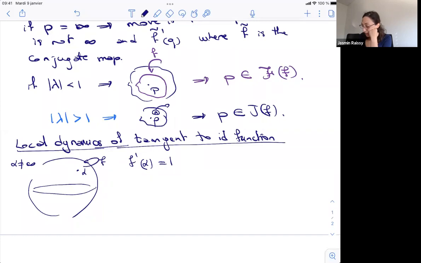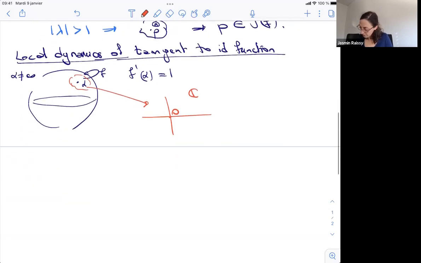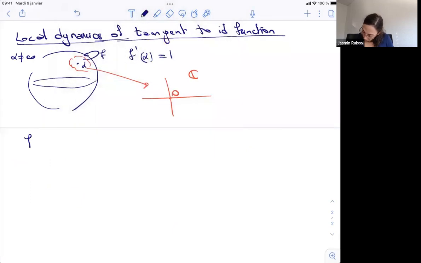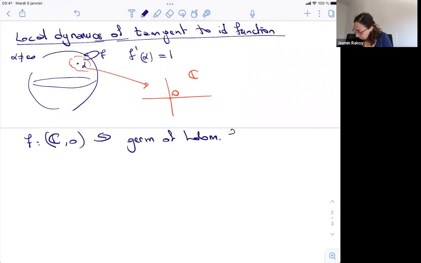But now I'm doing everything local. So I'm taking a small neighborhood of alpha, and I want to know what happens in this small neighborhood. This means that I can choose a chart, and I'm going to work simply in an open set in C. And if I choose a chart, I can choose my alpha to go to the origin. Now I have f, a holomorphic function from a neighborhood of zero in C to itself. So I can consider a germ, but if you prefer, just consider a polynomial.